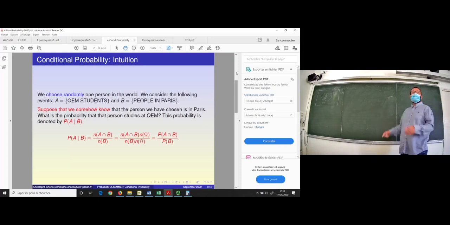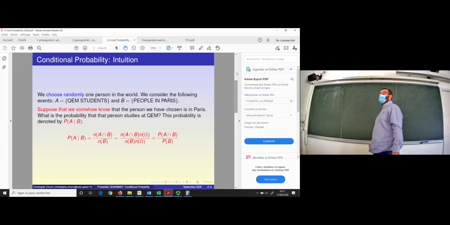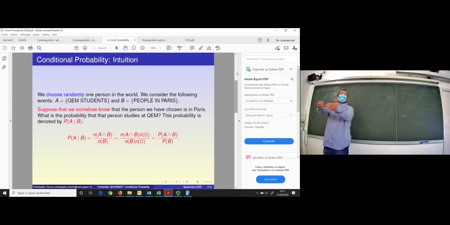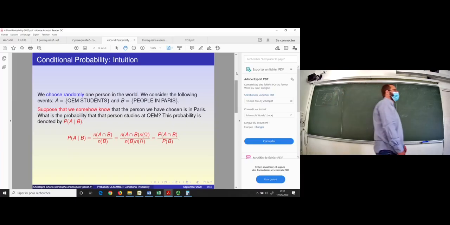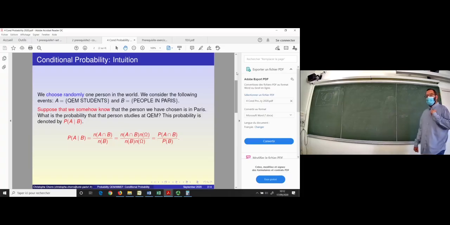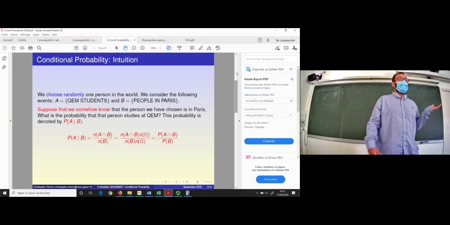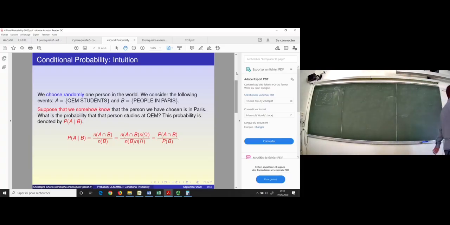Okay. So in general, it's possible for me to compute P of A. I have to count how many QM students. To compute the probability to be a Parisian, it's possible also. I just need to have the number of Parisians I have in the city, and so on. But now, I suppose that I have a little bit more information than this one. I suppose that we know, I don't know why, that the person I have chosen is a Parisian, lives in Paris. I have an extra information, okay?